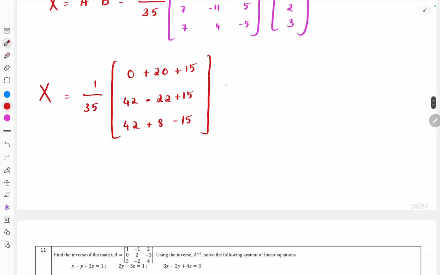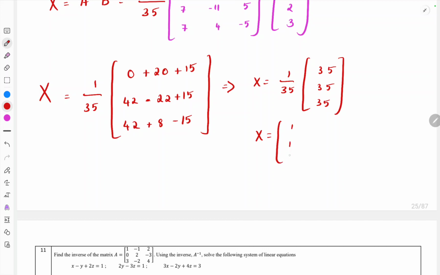So now we have to calculate this. So matrix X is equal to 1 by 35 into 20 plus 15 is 35, 42 minus 22, it is 20, 20 plus 15 again it is 35, 42 plus 8 it will be 50, so 50 minus 15 again it is 35. So if I multiply this 1 by 35 inside, X will be equal to 1 1 1.